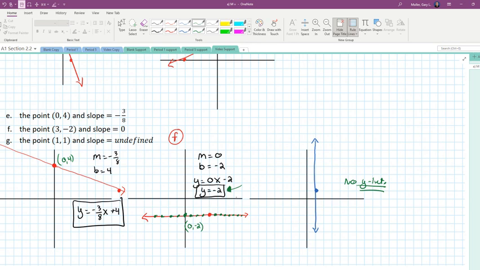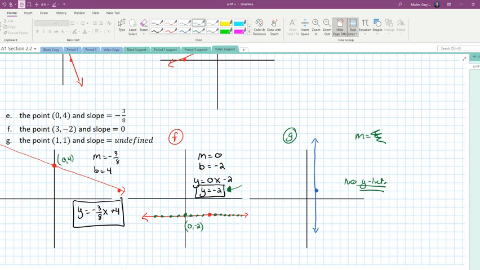Now the last one, on part G. I can't even tell you what the slope is because there is no slope, right? It's undefined. So I cannot write it like I did the others. So this is a special case.